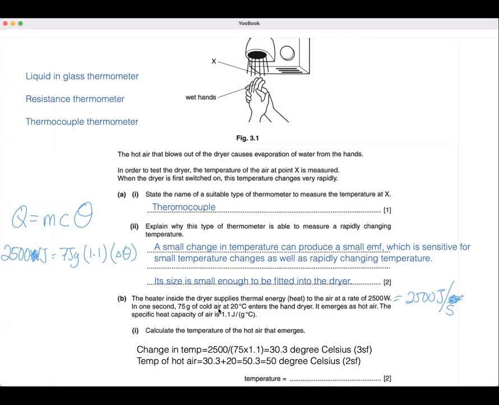Xiaoxing, can you see in the question, everything is in 2SF, 2SF, 2SF. So your change of temperature will be 30.3 degrees Celsius. You change it to 30 degrees because everything is in 2SF. Is that clear? So your answer here, 50.3 is good. Then your final answer, you put 50 and that will be the answer. Everybody understand this question now?